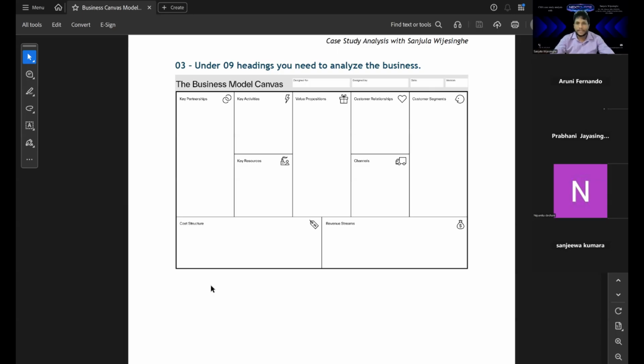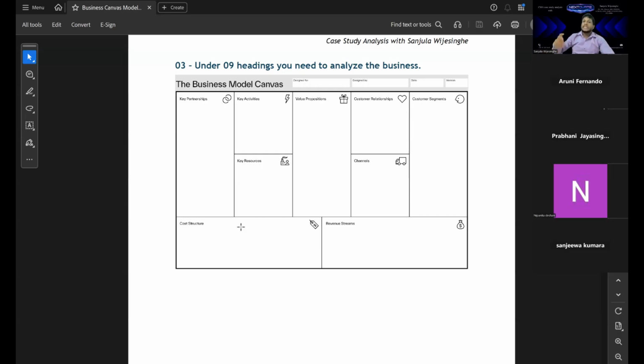Now, this is the business model canvas. What I was explaining is here. First of all, you need to identify key partnership, key activities, key resources, cost structure, and all things. Then you need to identify the strengths and weaknesses. When it comes to revenue stream, you need to identify your strengths and weaknesses. When it comes to customer segment, you need to identify your strengths and weaknesses.